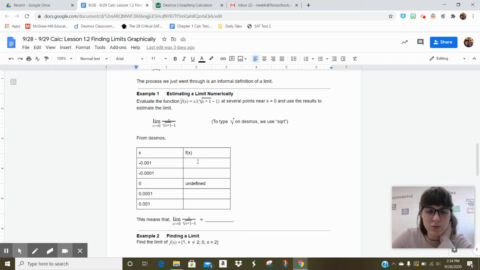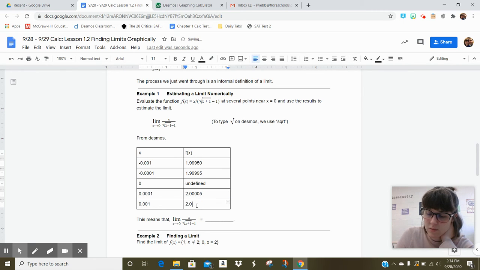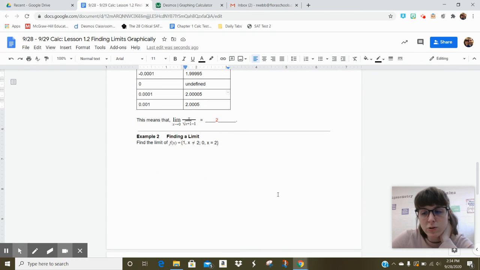So if you were to write your answers in the box as to what happened, it would look something like this. Okay, and since, like I said, it's getting closer and closer to 2, you can say the limit is 2. Okay? Alright, so that's how you use Desmos and the table on Desmos to help you figure out what the limit of a function is. Now we're going to look at this piecewise function.